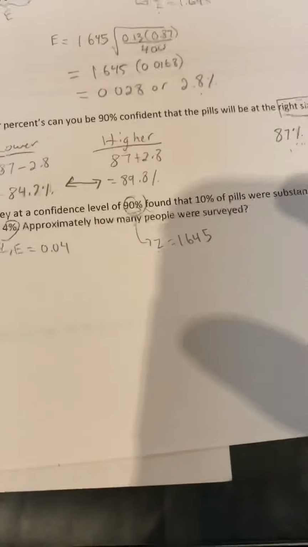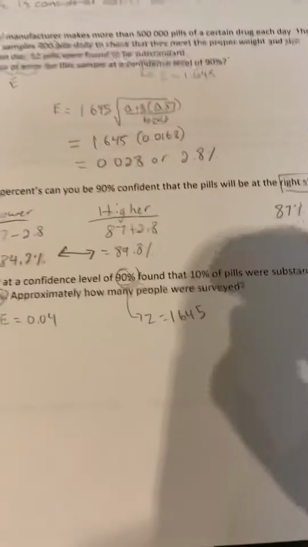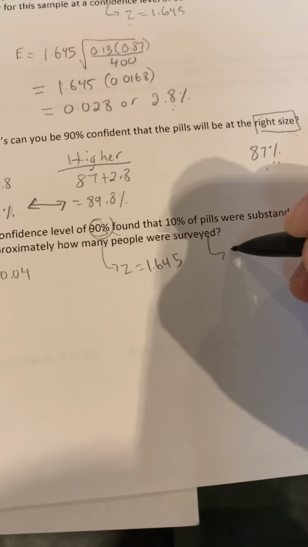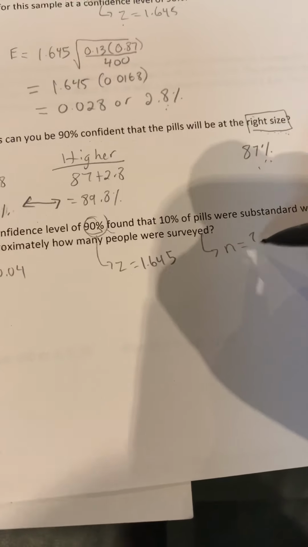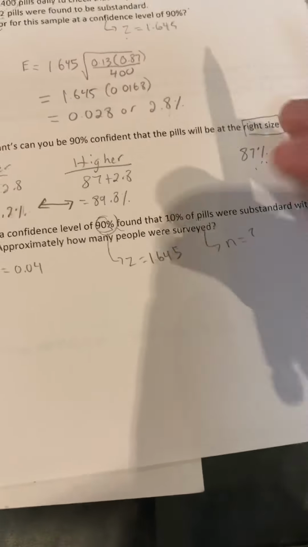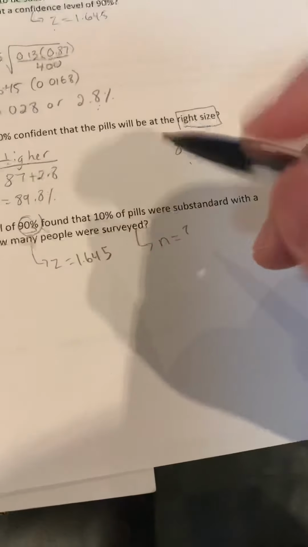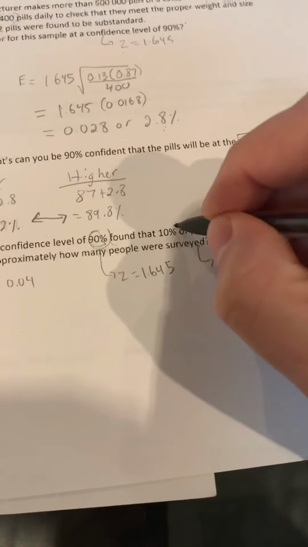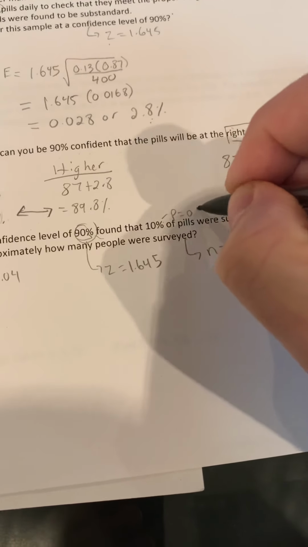Okay, again, I'm listing out what I have. How many people were surveyed? So this is what I need to find, which is our N value. So I have an E, a Z, and an N. Looking at our formulas, we're going to need one more piece of information, which is the 10%, which would be our P. So our P would be 0.1.